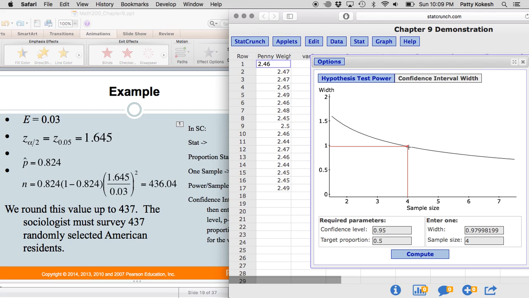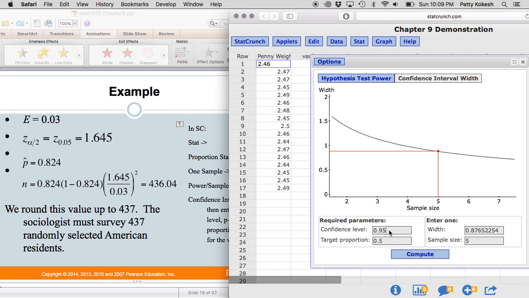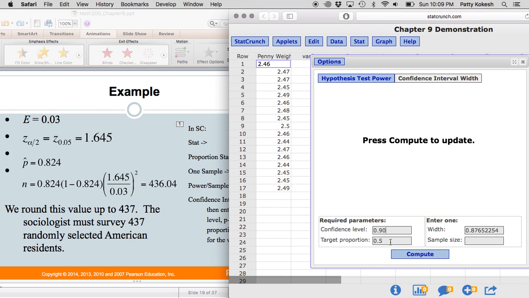And this is actually pretty cool. It's like a little slider bar that you can mess with, and it will tell you different sample sizes and the widths that go with those. So what we need to do is just enter the information we have. Our confidence level was 90%, so we should enter 0.90.